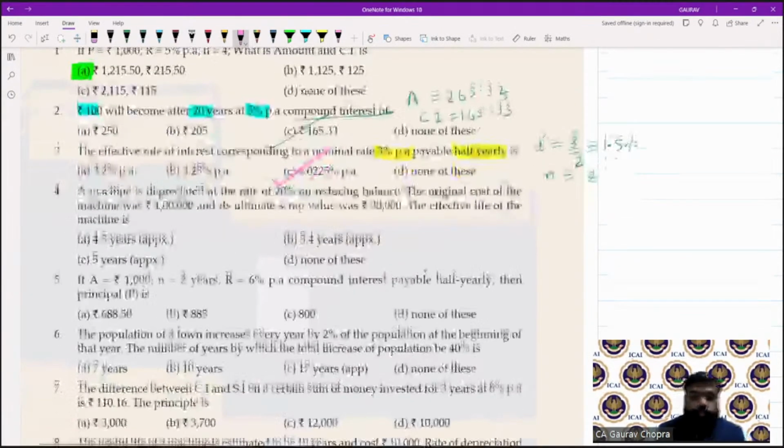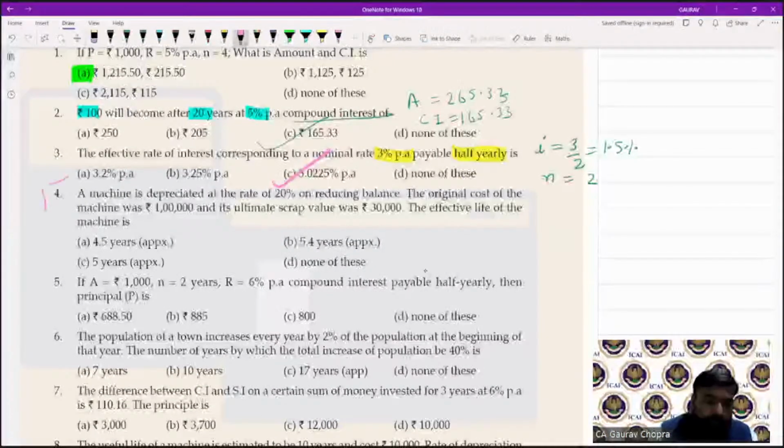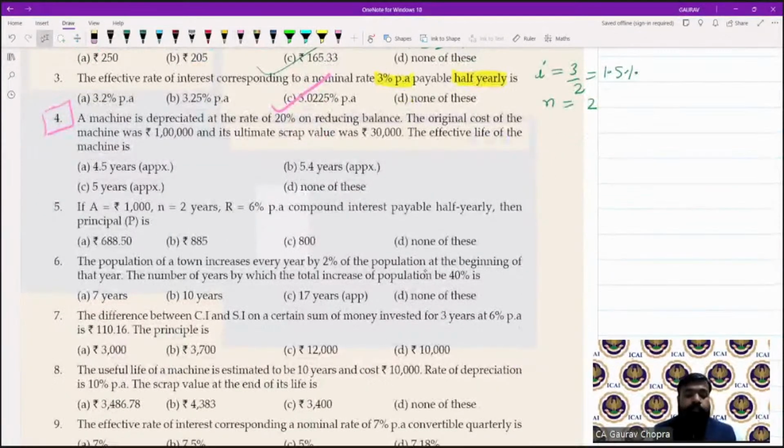Now, fourth we will do afterwards. Let's do question number 5 now. Question number 5. Amount is given, rate is given, compounding is half yearly basis, and then you have to calculate the principal. So principal is required now. Compounding is half yearly. Simply you can try on your calculator. Half yearly, so time will be double, rate will be half. So time will be 4, rate will be 3%.